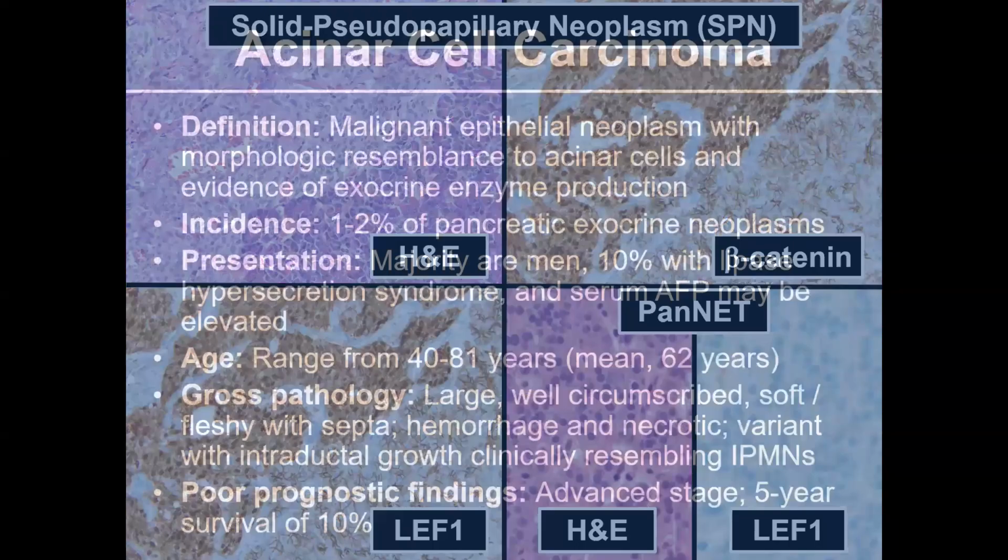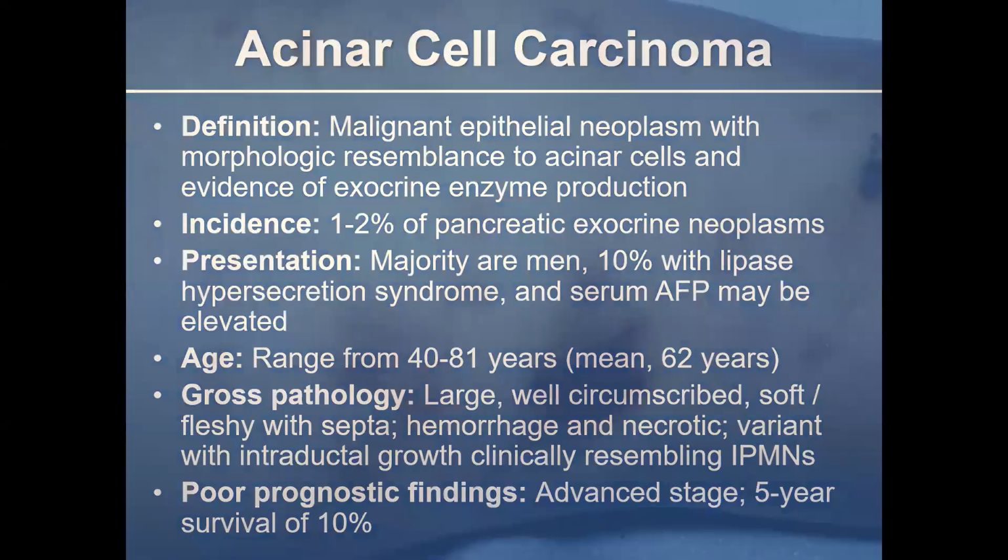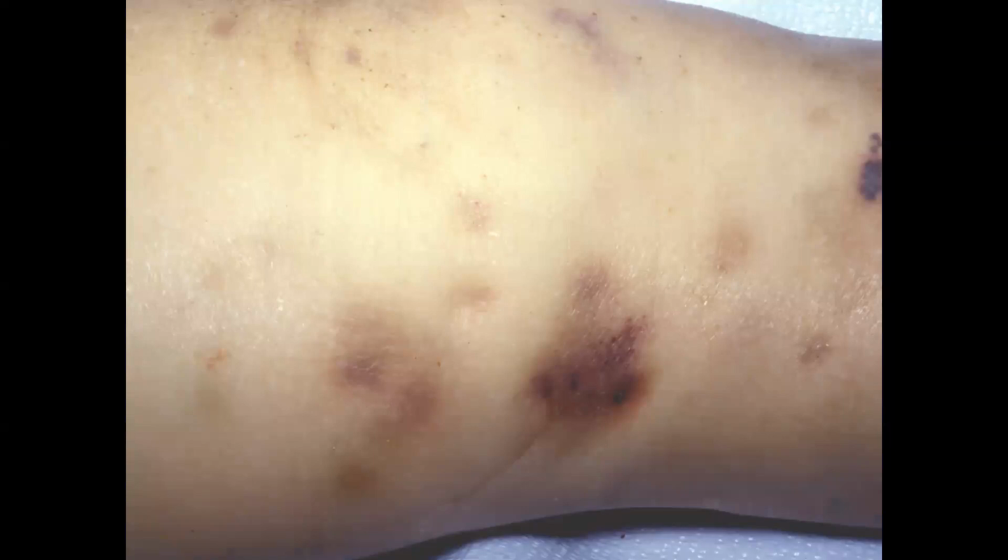Acinar cell carcinomas can also enter the differential diagnosis for pancreatic neuroendocrine neoplasms, primarily poorly differentiated neuroendocrine carcinomas. An acinar cell carcinoma is a malignant epithelial neoplasm that resembles its cell of origin, acinar cells, and shows evidence of exocrine enzyme production such as trypsin, chymotrypsin, and lipase. These are rare but aggressive malignancies that typically affect older males. Approximately 10% of patients will also present with what looks like peripheral bruising. In fact, their bodies look like they've been in a horrible fight.